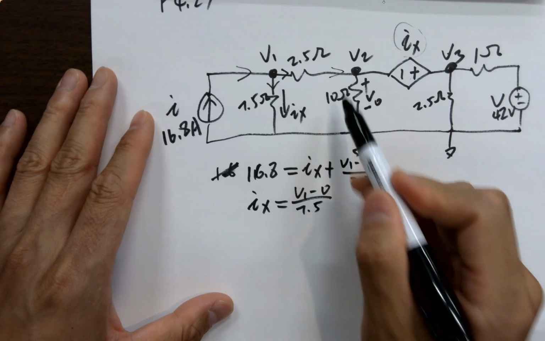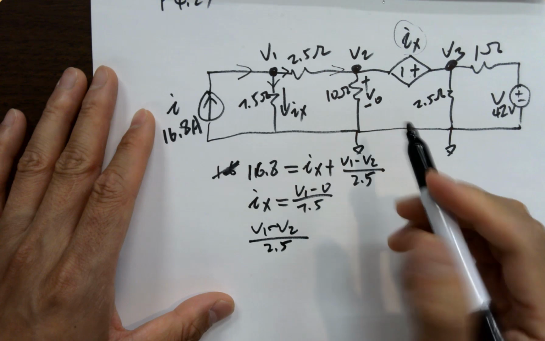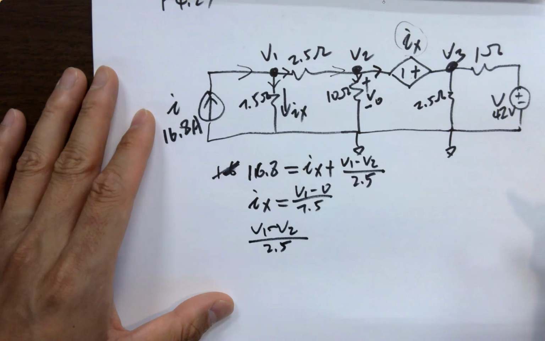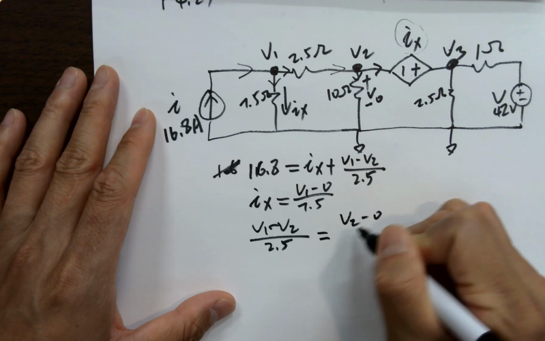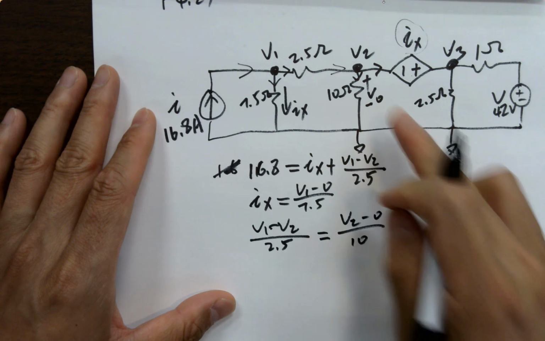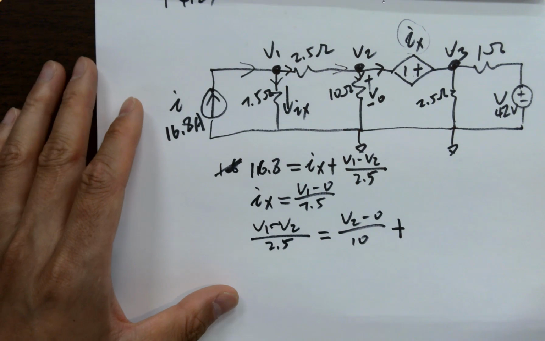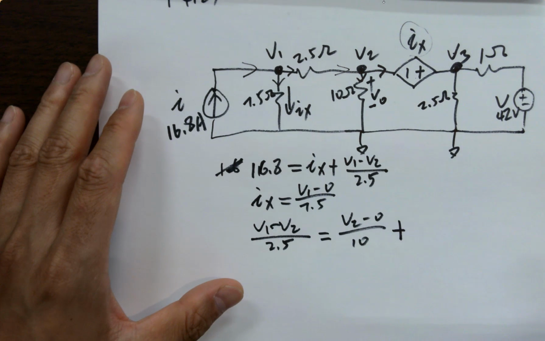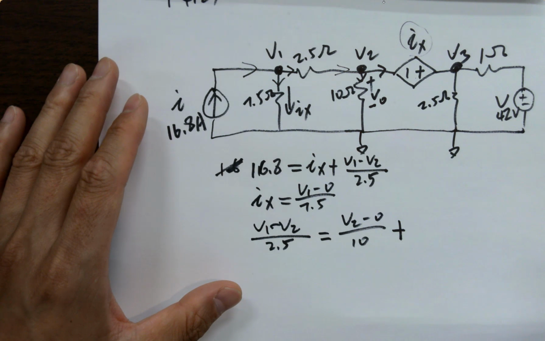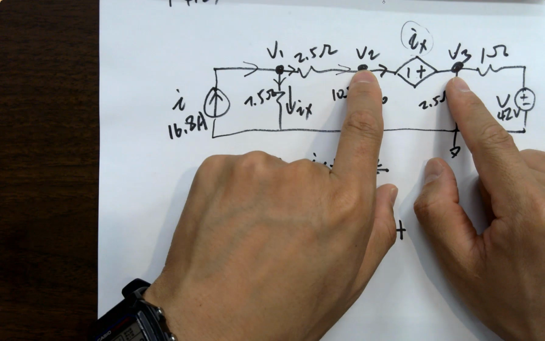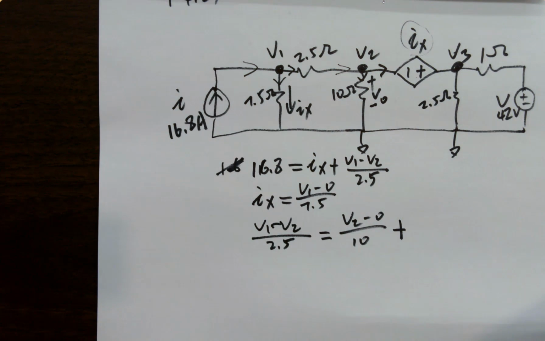The second node, we got a current here, which is V1 minus V2 over 2.5. And current going here. This current is V2 minus 0 over 10 ohms plus, what's the current here? Is it V2 minus V3 plus Ix? No. You use a voltage, subtract another voltage. The goal is to use Ohm's law to divide that number by the resistor, but you don't have a resistor here.